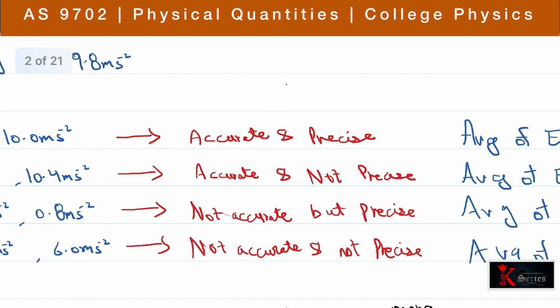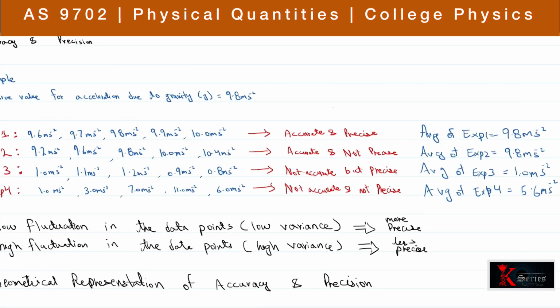Moving on to experiment 3, the values are 1, 1.1, 1.2, 0.9 and 0.8. The average of experiment 3 would be around 1 meter per second, not 9.8, so it is far away from 9.8 meter per second, which means that it is not accurate at all. But if we look at the spread of distribution, it starts from 0.8 and ends at 1.2, right? So the spread of distribution is pretty narrow, which means that experiment 3 is precise but not accurate.